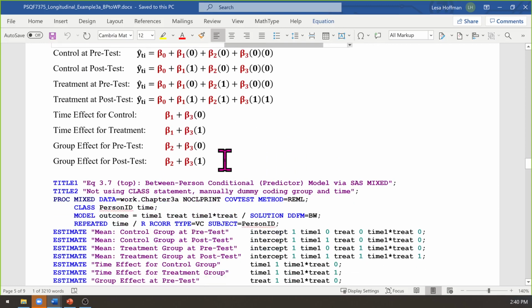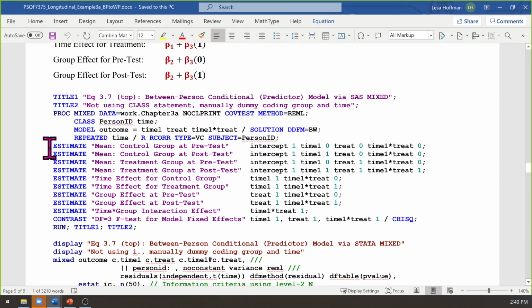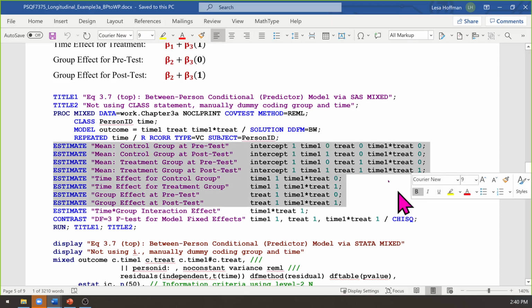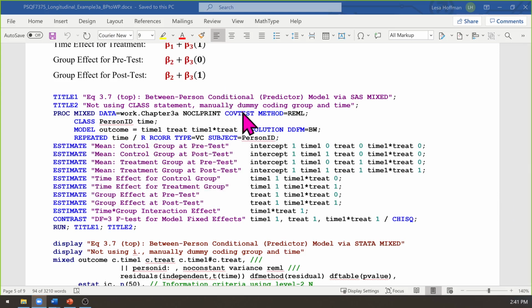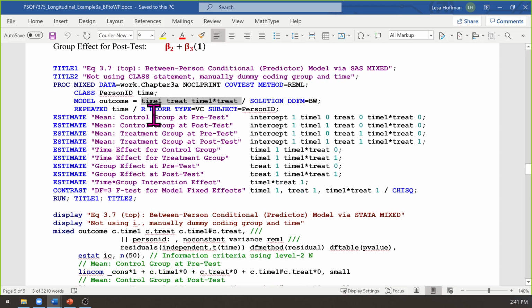So to get all of the simple effects, we have our friends, the estimate statements in SAS. If you haven't seen these before, I have some materials that went with lecture 2 I would recommend reviewing, but this is the first time that we've seen them in this class. So I am adding in my fixed effects here. So time is coded such that 0 is pretest and 1 is posttest. Treatment is coded such that 0 is control and 1 is treatment. The interaction term between these, which you can define on the fly using an asterisk.